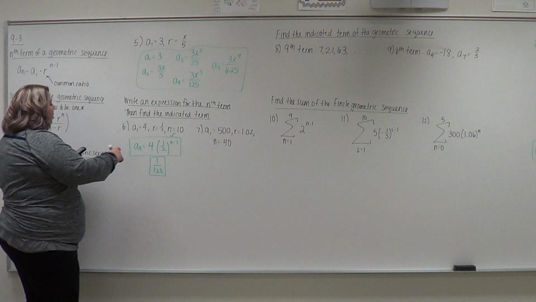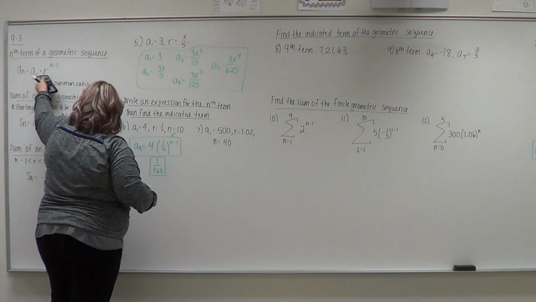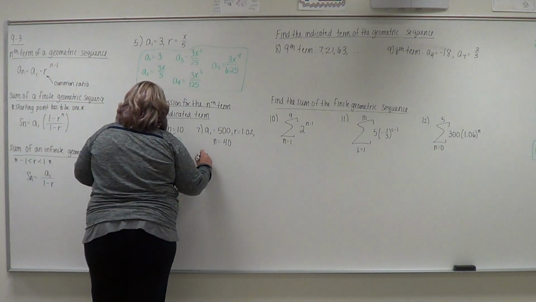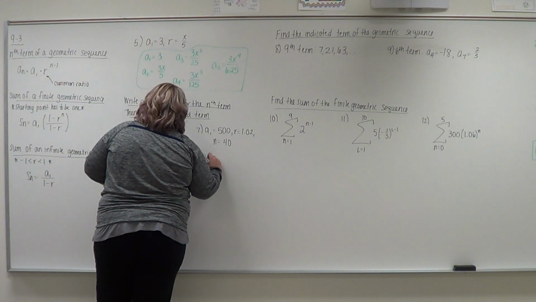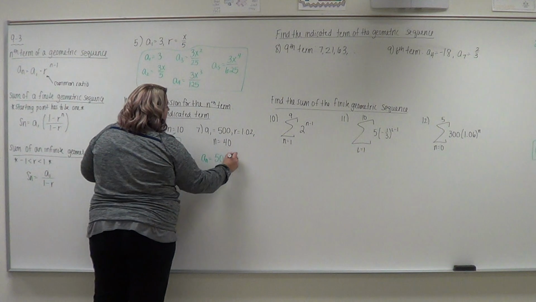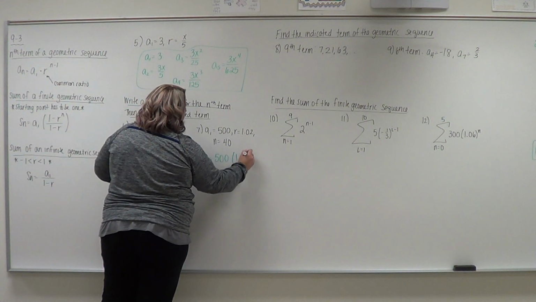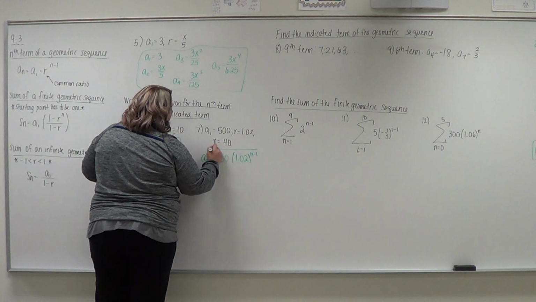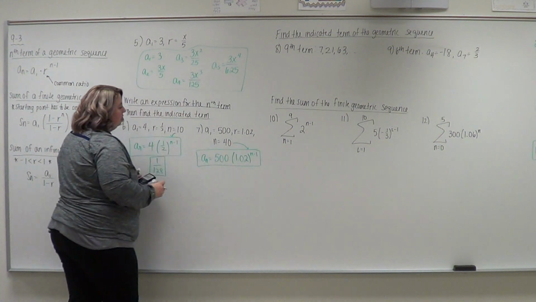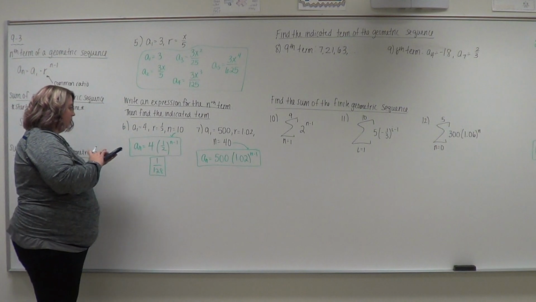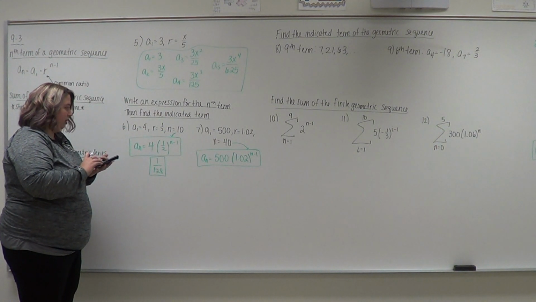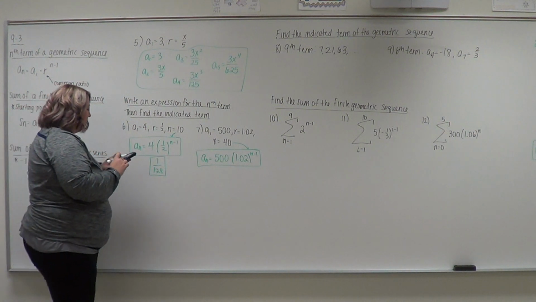Okay, so you're writing the equation first, and then we're just plugging it right in and solving. So for this one, a_1, I would have 500 times 1.02 to the n minus 1. Okay, and then you're going to plug 40 in for n, so 40 minus 1 is 39. So I do 1.02 to the 39th times 500.